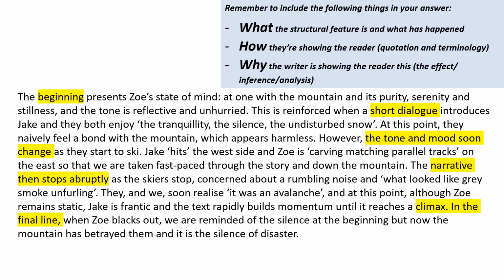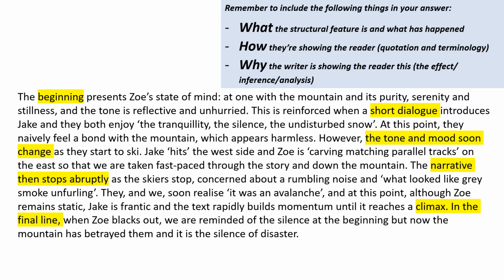So we're going to look at 2 different example answers. This is an 8-mark answer, so the top of the grade band. And this is about a girl called Zoe who is at the top of a mountain. She's enjoying the peaceful atmosphere. And then as she's skiing down, she notices too late there's an avalanche and there's a sense of panic. And then this disastrous conclusion when they've got caught up in it.